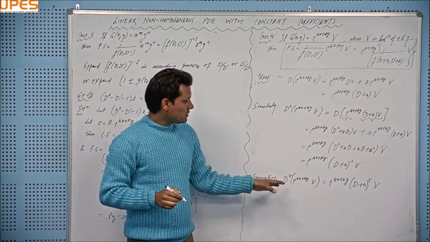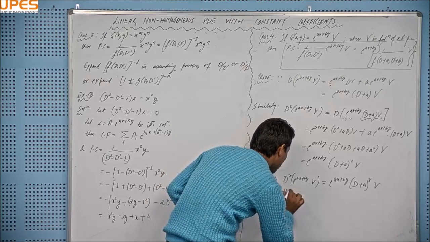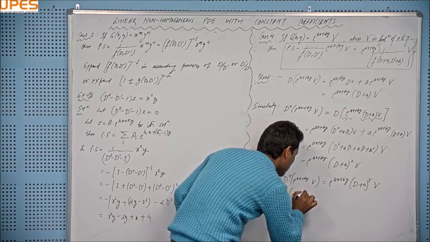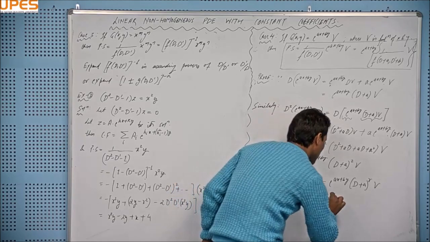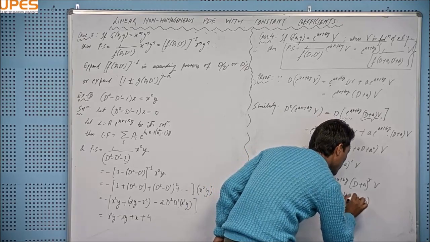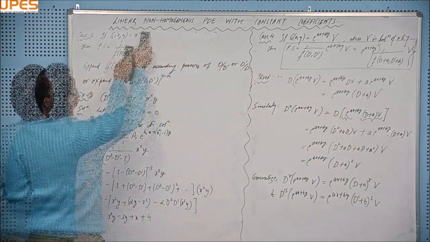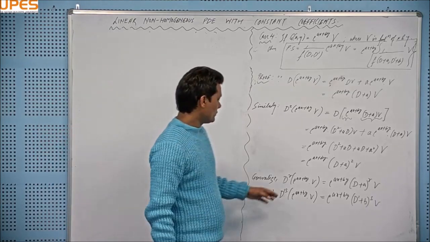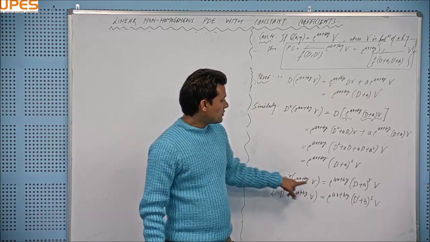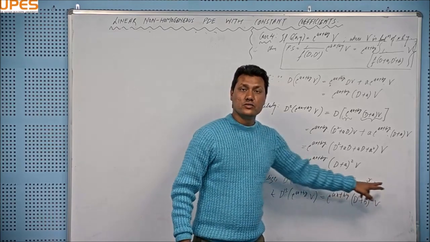And similarly, for D dash, we can write this result: D dash to the power s, the power has to change, e to the power ax plus by times v is equal to e to the power ax plus by (D dash plus b) to the power s v. It is easy to generalize this. When you see this, you can see that D to the power r is replaced by (D plus a) to the power r, and the exponential function goes before the operator and v goes after the operator.